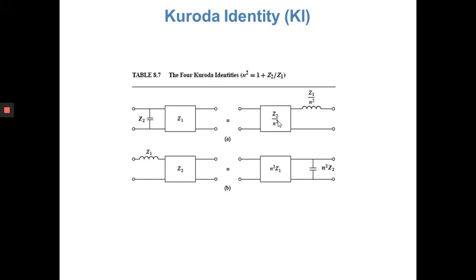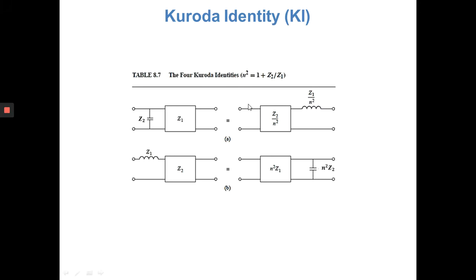But what will be the impedance? Impedance will follow like this. So we have a Z2. So Z2 will be, we will take the Z2 values, and Z2 divided by N square will be the value of this transmission line here, not here. This will be equivalent to this one. So this will be equivalent to this one.